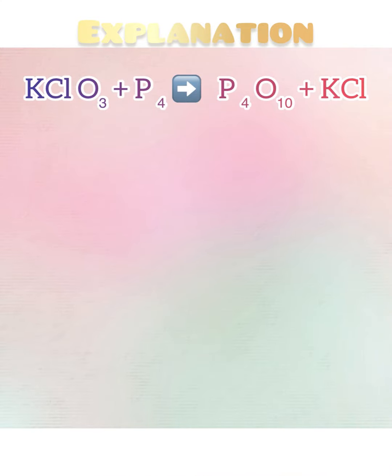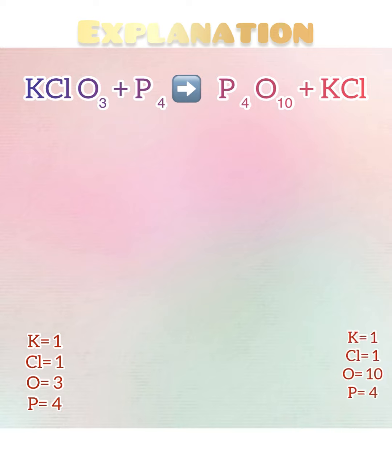Well, here we have the chemical equation. Now, we are going to separate the atoms on the reactant side, which is the left side. So, potassium 1, chlorine 1, oxygen 3, and phosphorus 4. Now we have to separate the atoms on the product side. Potassium 1, chlorine 1, oxygen 10, and phosphorus 4.